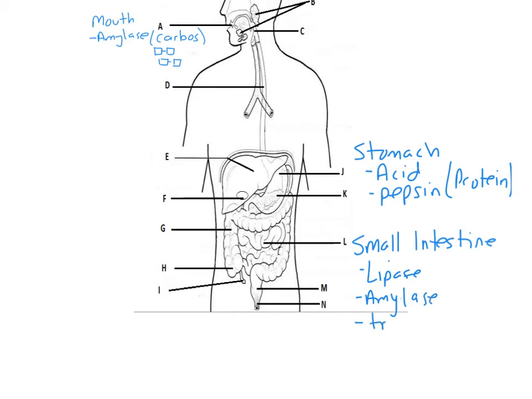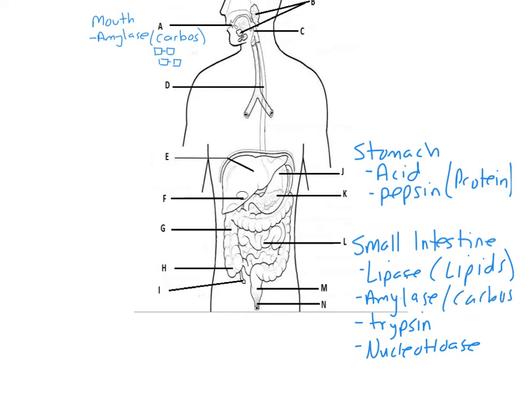There's trypsin. There are nucleotidase. These are just a few. And of course, lipase is lipids. Amylase, again, carbos. Trypsin is proteins. And nucleotidase is nucleic acids. So you can see that everything in the small intestine gets broken down. And now we've really broken it down into the single monomers.